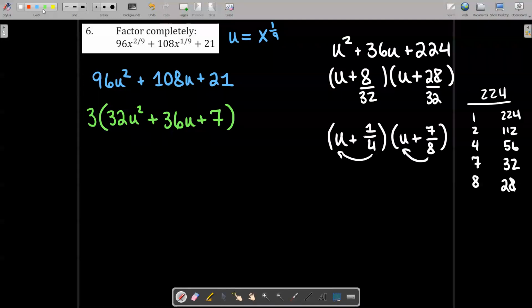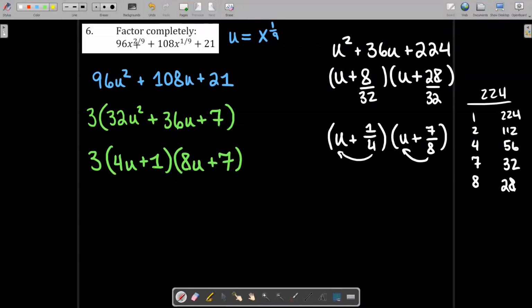So we're all the way back over here at 3 times 4u plus 1. And then 8u plus 7. And you'll be tempted to end the problem right here, but the problem's not done until we bring back our x's. Remember these weird fractional exponents. So 3 is going to stay there. 4 times x to the 1/9 power, because that's what u is equal to, plus 1. And then 8 times x to the 1/9 power plus 7.